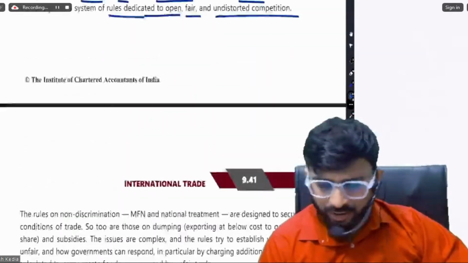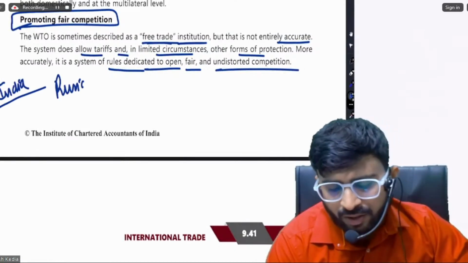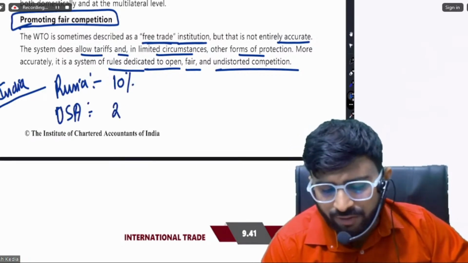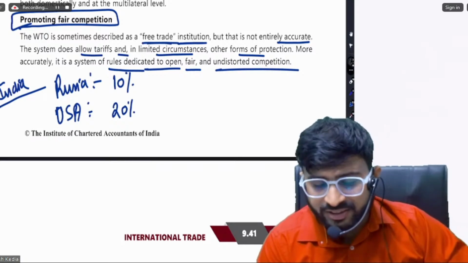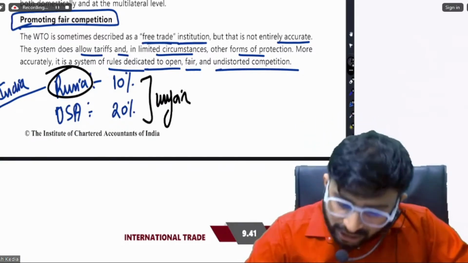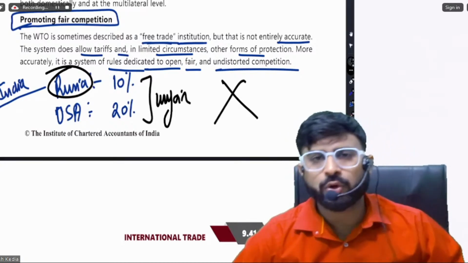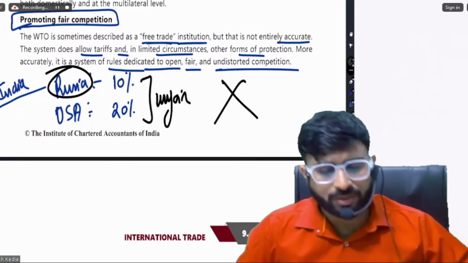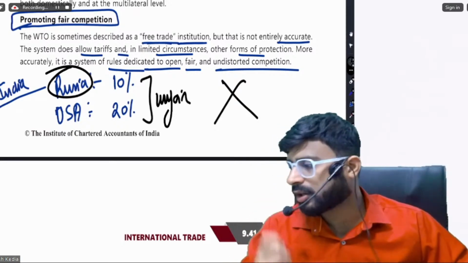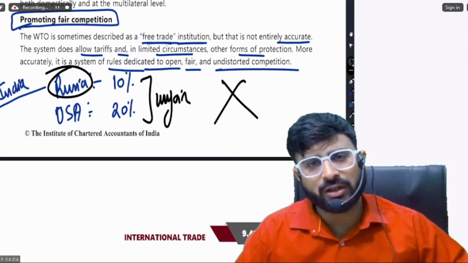What is free competition, sir? Example. Suppose anything that comes from Russia, India imports at 10% taxes, and anything that comes from USA, India imports at 20%. Now, this is unfair. Here, Russia is getting an unfair advantage. So this should not happen. This is another guiding principle of WTO: promoting fair competition.